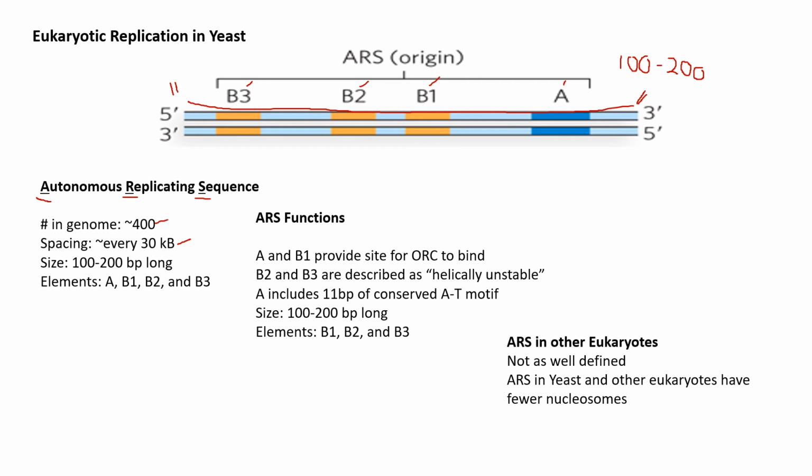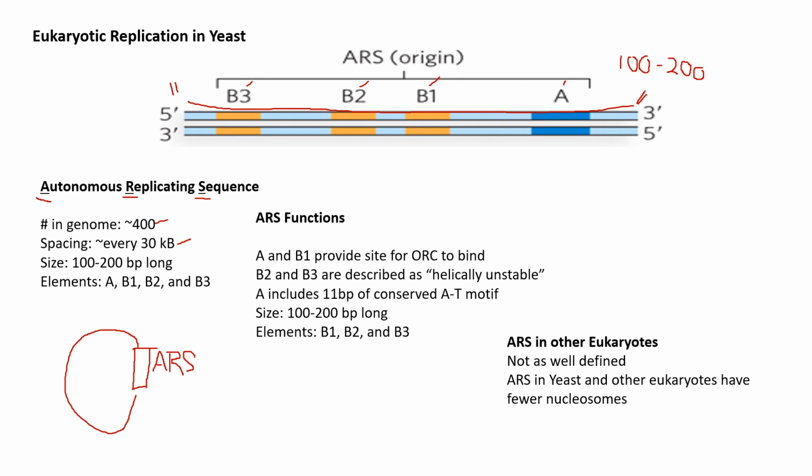So when we call something an ARS, that means that if we were to take a plasmid and put an ARS in it, that plasmid would be able to replicate in yeast, because ARSes are functional in yeast. Similar to the way when we make plasmids for E. coli, if we put an ORI sequence in a plasmid, then that allows it to replicate in E. coli. So plasmids that replicate in yeast must have ARS sequences in them.